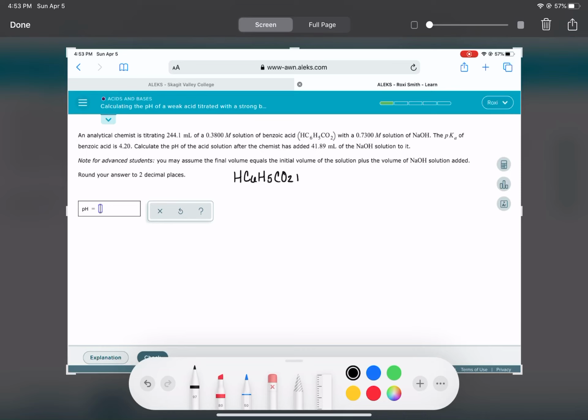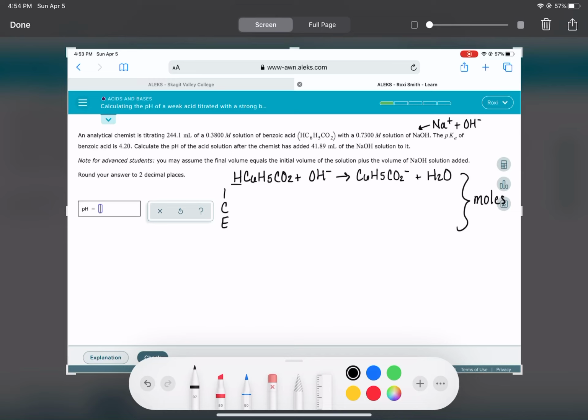HC6H5CO2 plus OH minus. Remember in the last video I said the NaOH is just Na plus and OH minus, and it's easier to just write the OH minus because the Na is just a spectator. And our products are going to be C6H5CO2 minus. I'm just taking that hydrogen off the molecule, and H2O. And we're going to make an ice table, and this ice table has to be in moles, not in molarity.